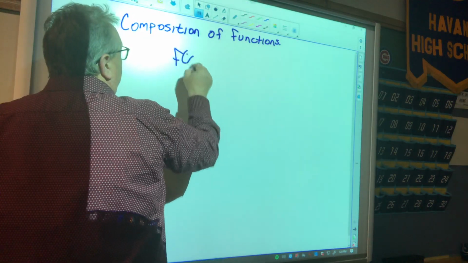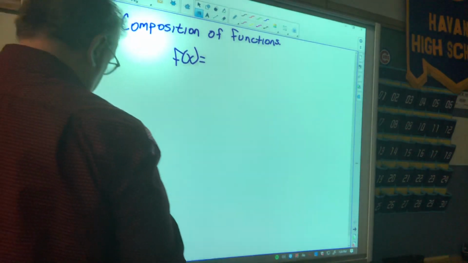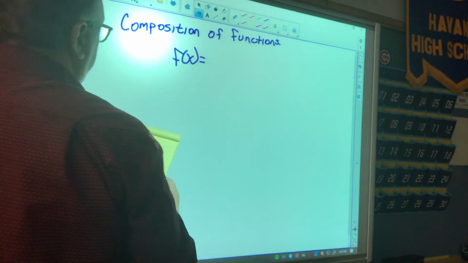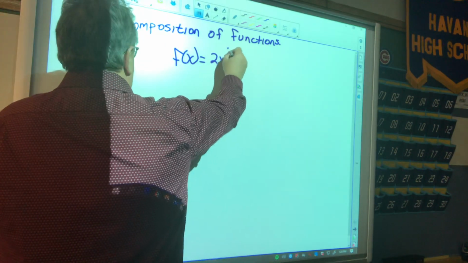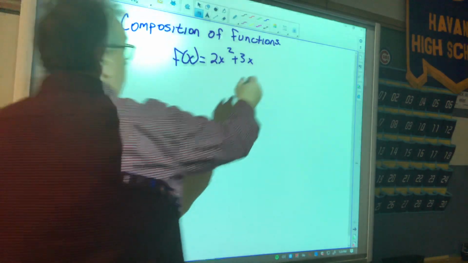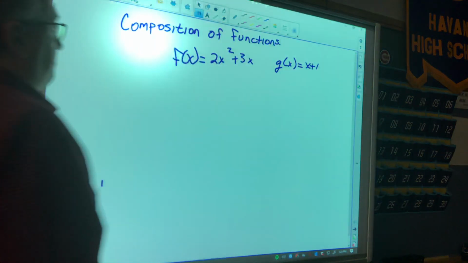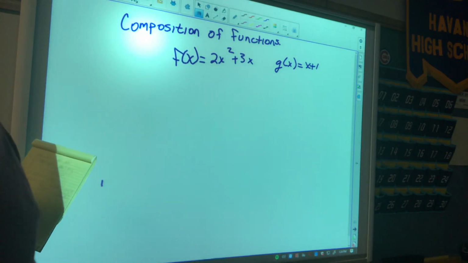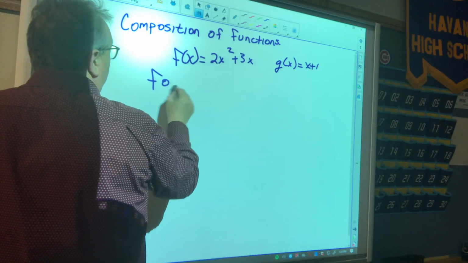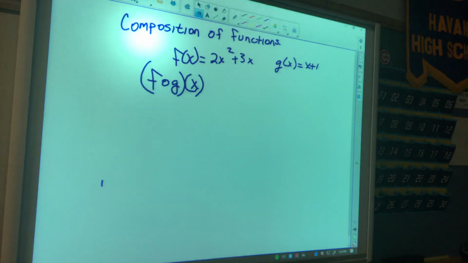Let's say we have f of x is equal to 2x squared plus 3x, and g of x is equal to x plus 1. And we want to find this composition. Now, let me tell you what this means.